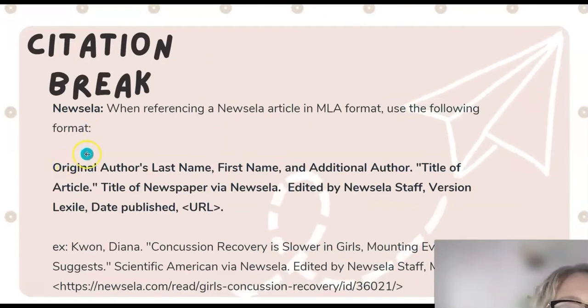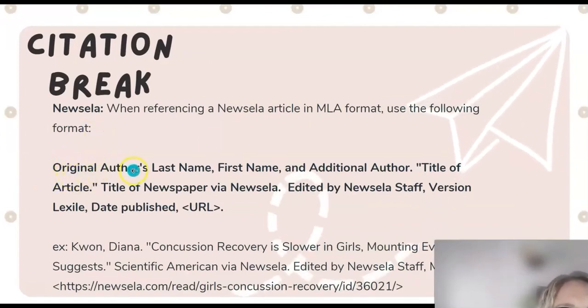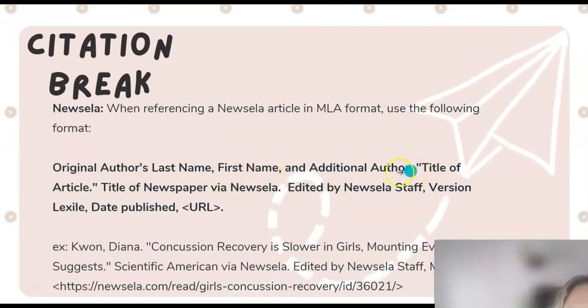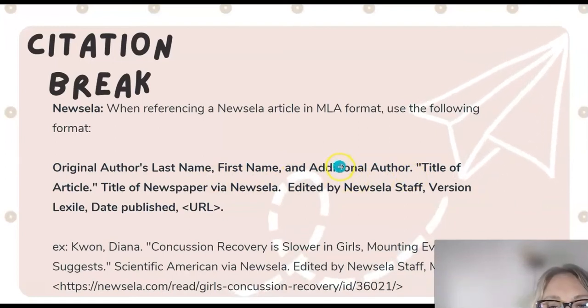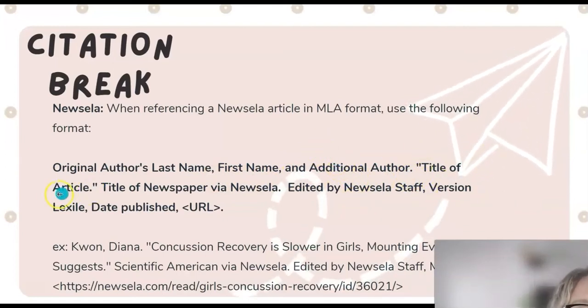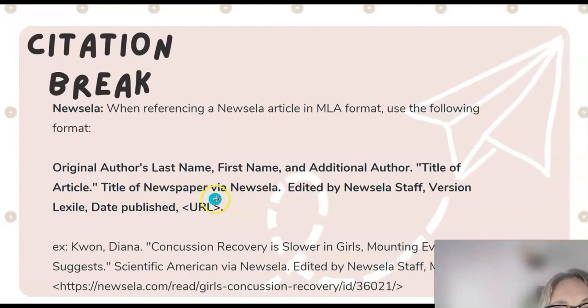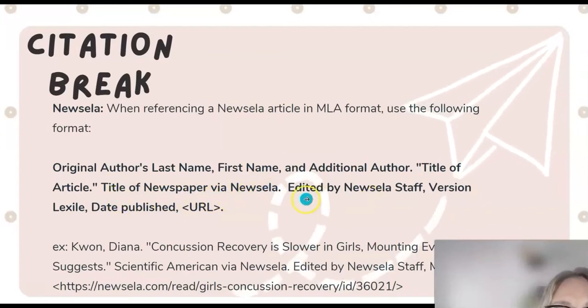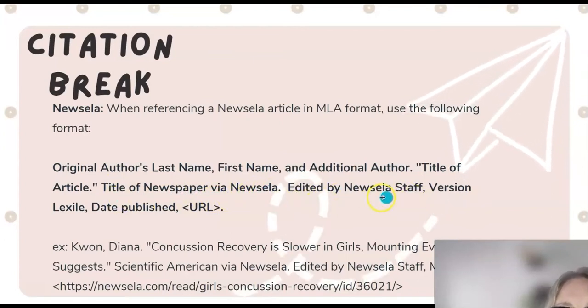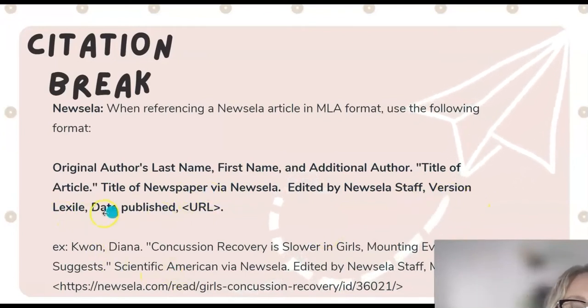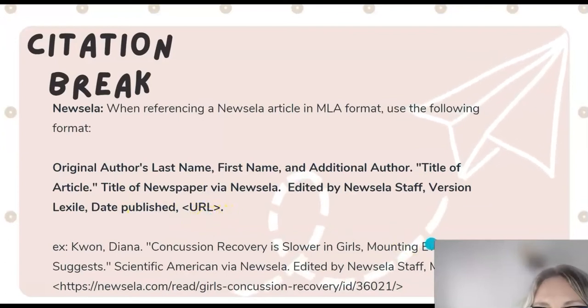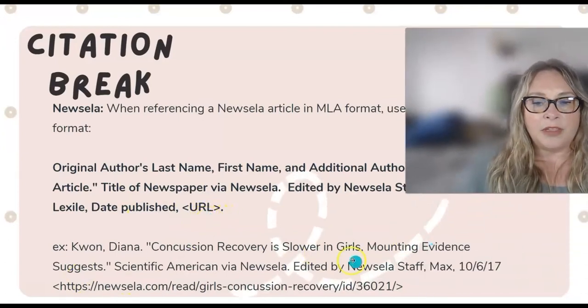So one of the things that you want to do here is you want to put the name of the author, right? The author's last name, their first name, comma, first name, and then any other additional authors, period. And they go actually first name, last name, right? Then the title of the article, the title of the newspaper, right? So if this was like the New York Times or something like that, it would then go in italics. Here it's via Newsela, edited by Newsela staff, so then that would follow the editor. Version, Lexile, right, which is, we actually did a particular Lexile, then the date published, and the URL. And so I did that here, and here's the example.